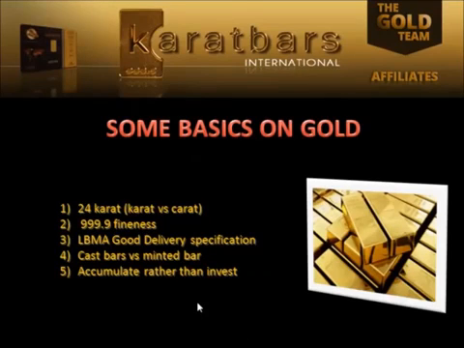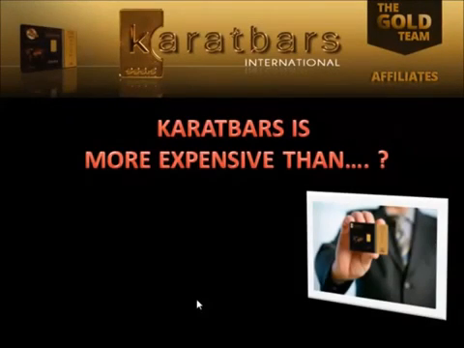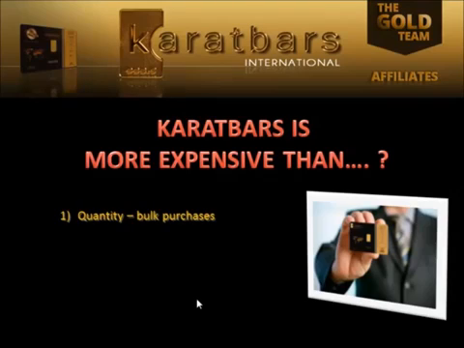Okay, the next thing, accumulating rather than invest. That's the basics of gold. So the next one is let's compare Karatbars and see, if it is more expensive, why is that so? The first thing is buying in quantity, which I've already touched upon. If you're going to buy gold by the kilogram, you're going to buy it at a much better price than you would to buy it at the gram or an ounce. You'll buy an ounce much cheaper, equivalent, than buying at 1, 5, 2.5 grams. So the greater the quantity you buy, the less the unit price becomes.